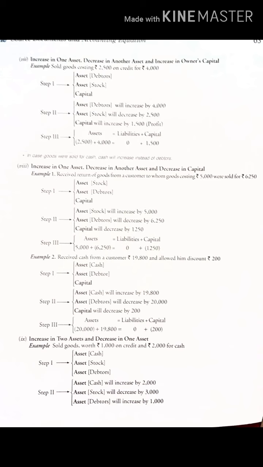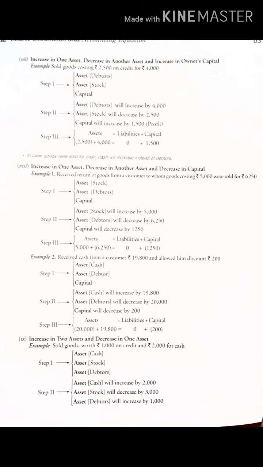By 20,000, since we have offered them a 200 discount. So we will take the complete amount. Okay. So the complete amount is not 19,800, the complete amount is 20,000. Then capital will decrease by 200. Again I'll check my equation. Assets equals liabilities plus capital. Then 20,000 will be in minus. Why? Because debtors are reducing. 19,800 is the cash which I have received. Okay. So equals 0. Now capital, 200 rupees, will be in minus.